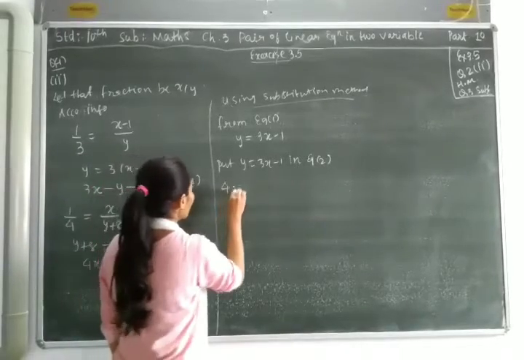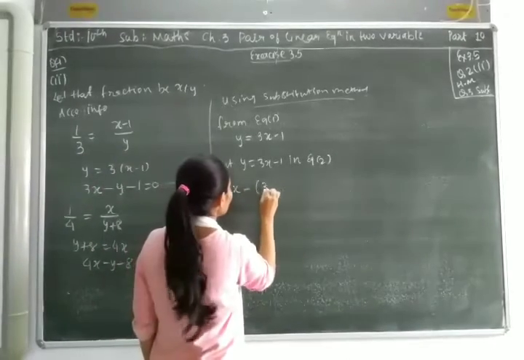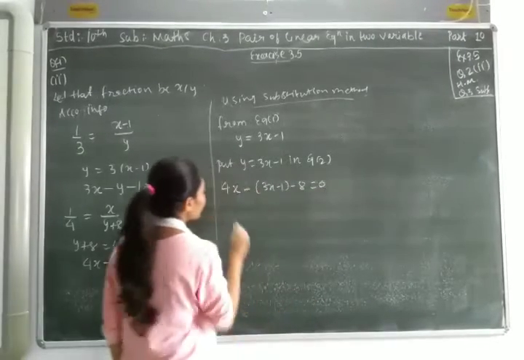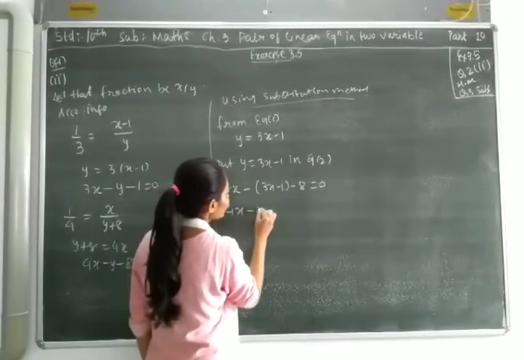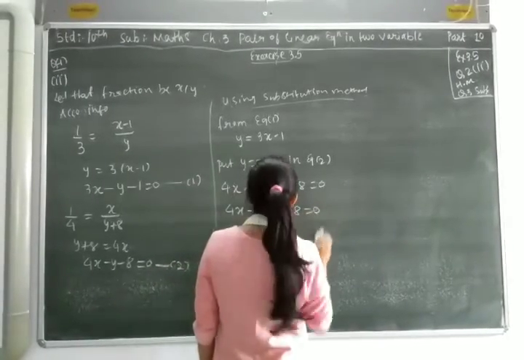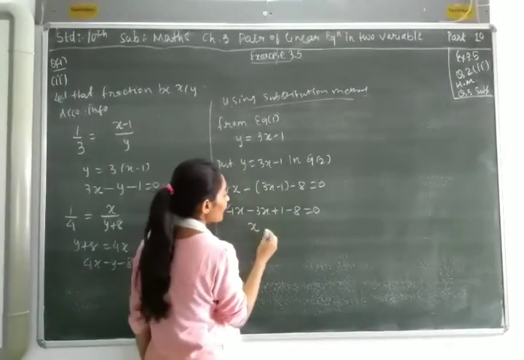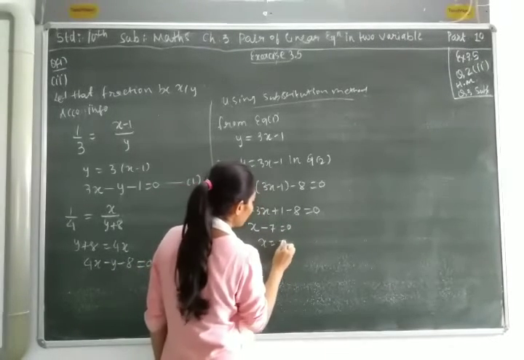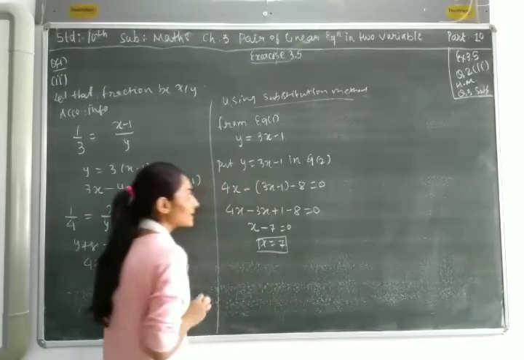So that is 4x minus (3x minus 1) minus 8 equals 0. So 4x minus 3x plus 1 minus 8 equals 0. Okay, so x minus 7 equals 0, x equals 7. I'm getting x equals 7.